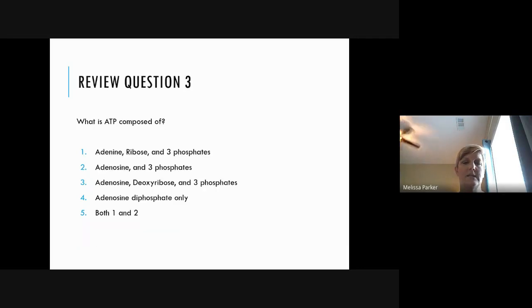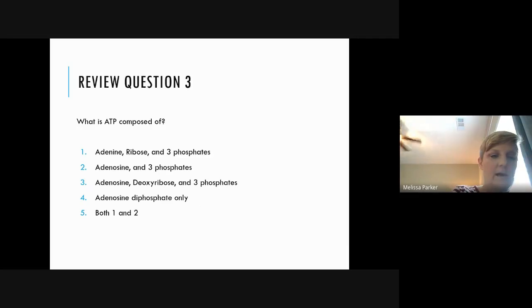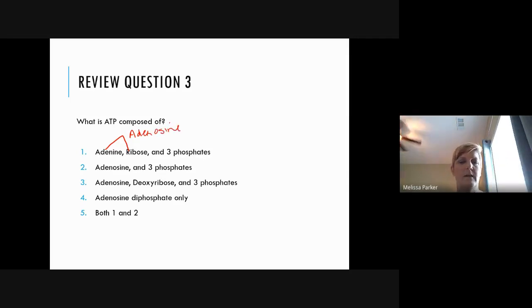So what is ATP composed of? Okay, so remember ATP, if you think of what adenosine is made up of, which is adenine and a ribose, then you have to think about each one of these. Can adenosine triphosphate be adenine, ribose, and 3 phosphates? Yes, it can, because if you remember, adenine and ribose are adenosine. Can it be adenosine and 3 phosphates?